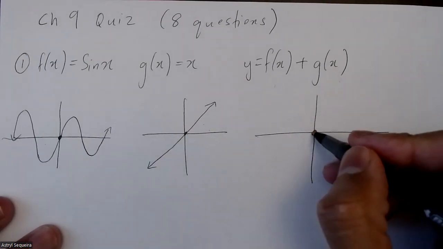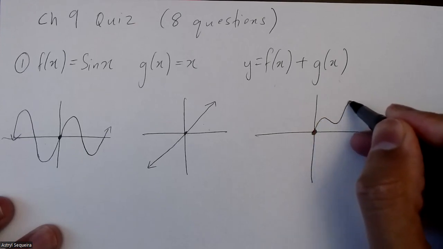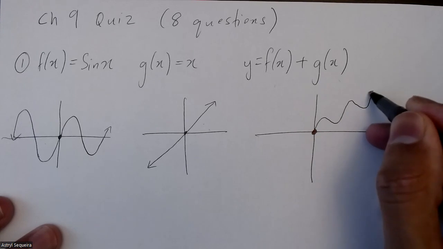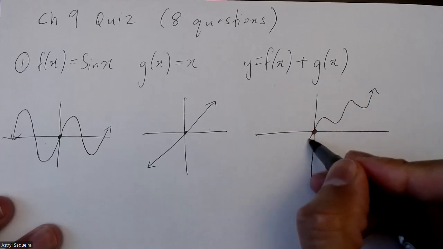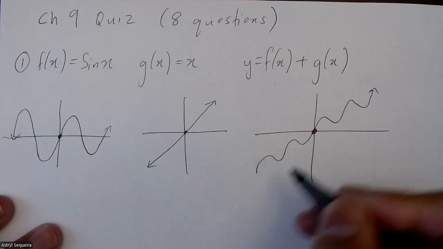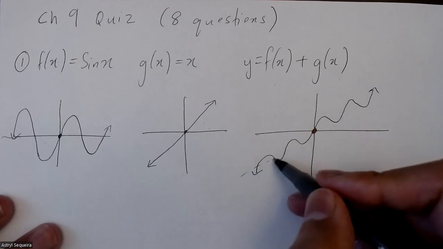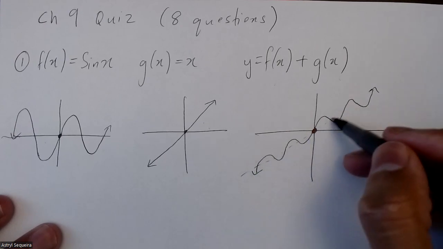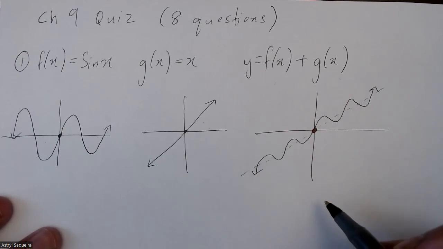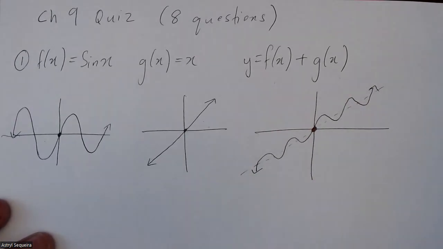So it's going to look like a sine wave that's kind of going upwards and downwards like this continuously. And it's going to continue the same thing in the other direction as well. So that's kind of what the graph looks like. Continues forever in both directions. And basically the slope, you can think of this as a slope of 1 in there. That's what the graph of f of x plus g of x would look like.